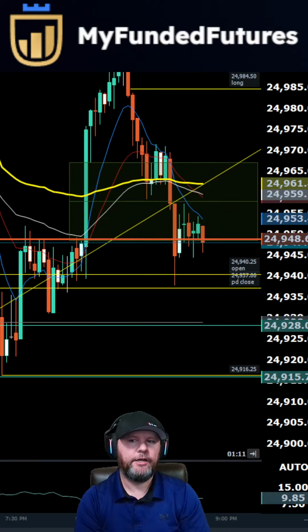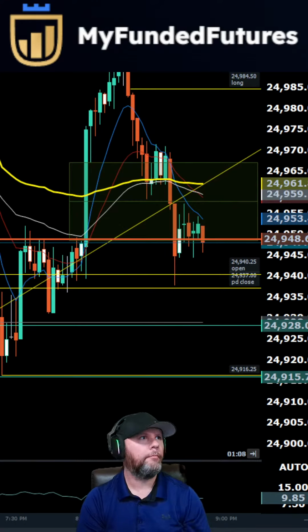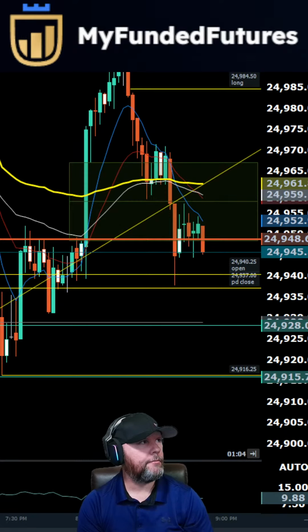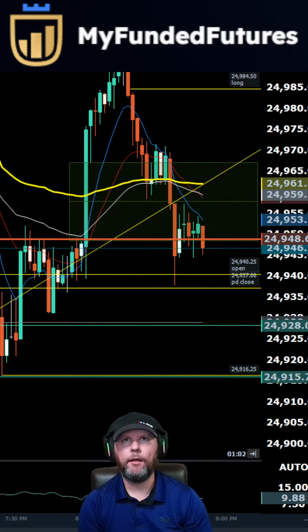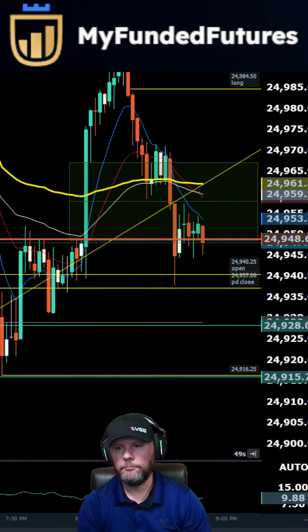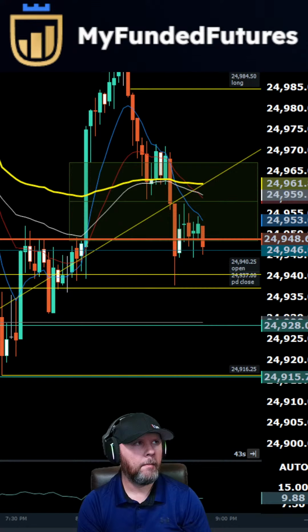Generating more liquidity to the downside here. That's all it's doing. More liquidity so that it can go run it at the top of the hour. Really choppy, just chopping around. Can't catch 5 points on one trade a day.